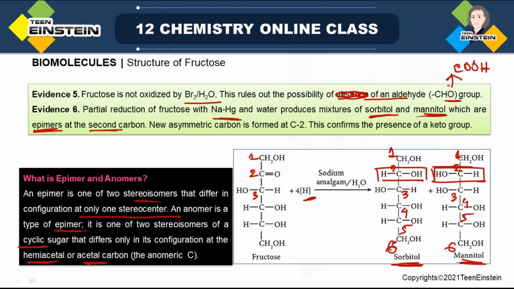Or it may sometimes be acetal, though that example you have not seen, but you will see it in some other topic. Remember, the carbon where hemiacetal or acetal is formed, if at that carbon you have two different configurations, then you can call these two isomers anomers. So this is a special case of epimer. Fine.